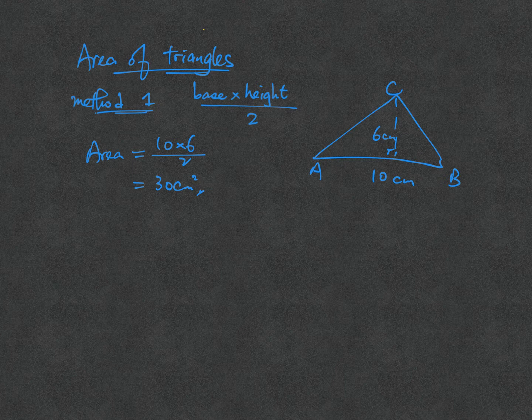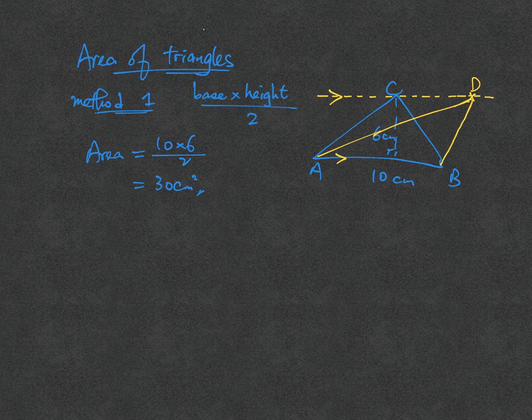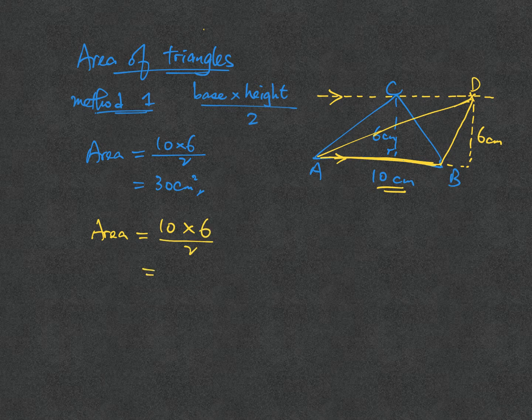For example, if we add a parallel line across C, in which this line is parallel to AB, now we can draw another triangle by moving to another point like D, and we make another triangle called ABD. In this triangle, the base is still 10 cm, while the height, if you look carefully, is also 6 cm. So this gives you 10 times 6 over 2, which is 30 cm squared.